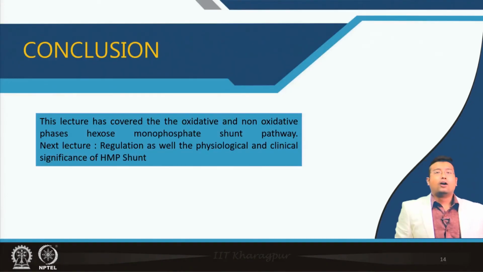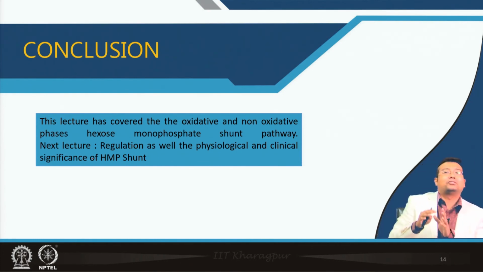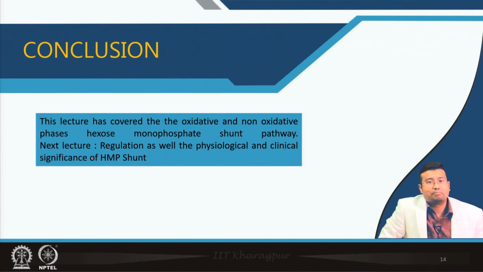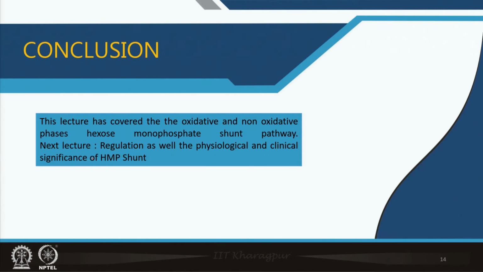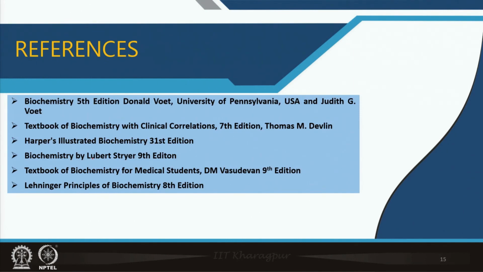So to conclude, the lecture has elaborately covered the oxidative and non-oxidative phases of HMP shunt pathway. In the next lecture, we will be looking at the regulation as well as physiological and clinical significance of HMP shunt. So, that is it for today. Please note the importance of the products of HMP shunt, that is NADPH and pentoses, which are highly essential for all biological systems. So, these are my references for the lecture.